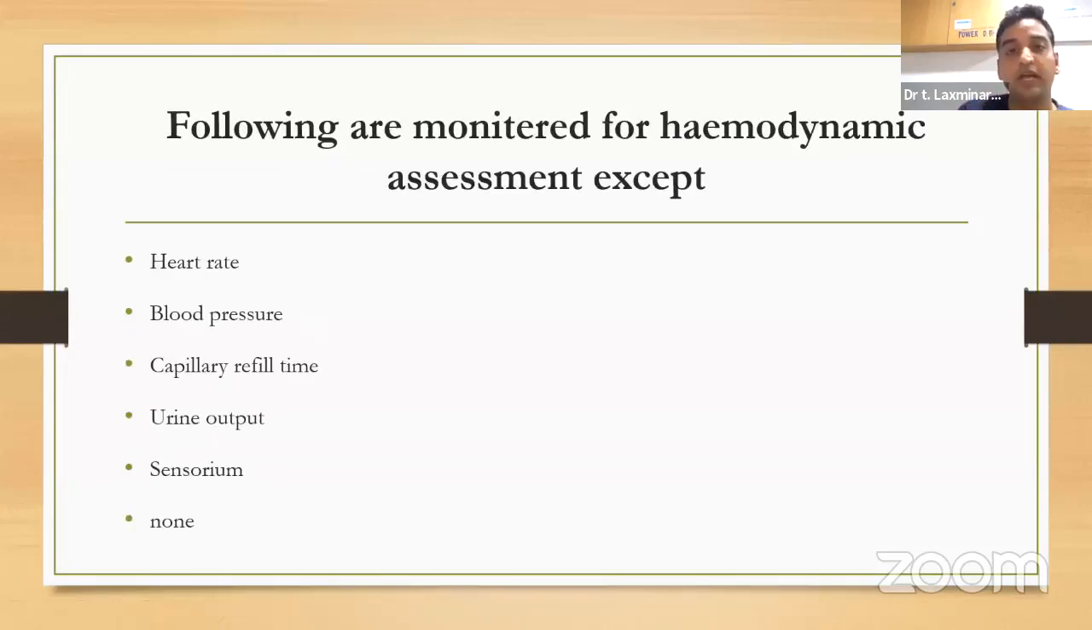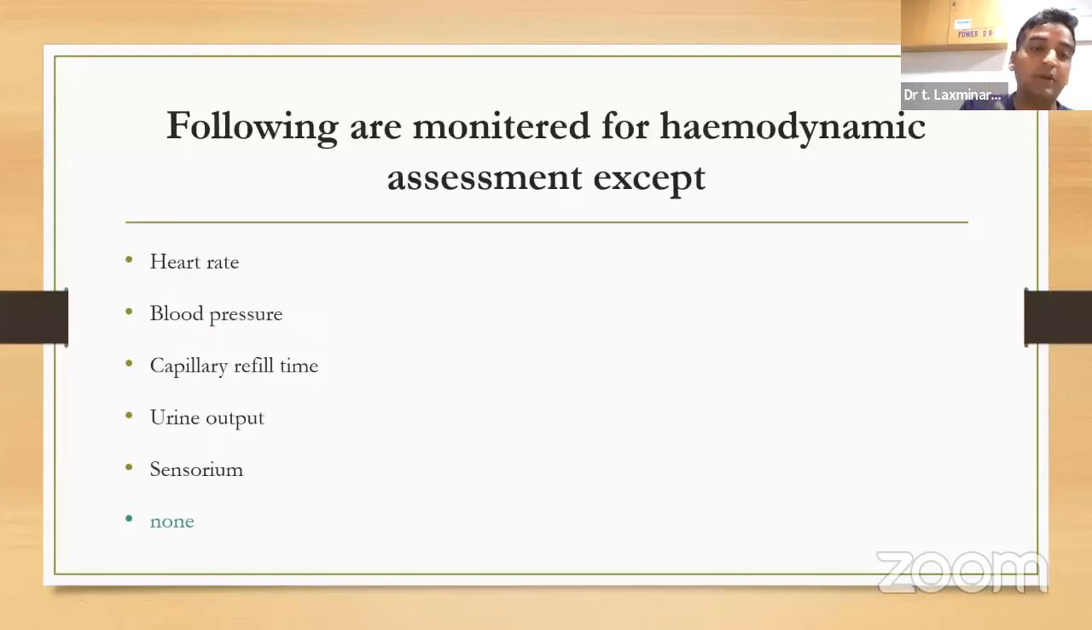All of the following are monitored for hemodynamic assessment in ICU, except which one of the following is not useful for hemodynamic assessment? Heart rate, blood pressure, capillary refill time, urine output, sensorium, none. You have answered capillary refill time, you have answered sensorium, but the right answer is none.